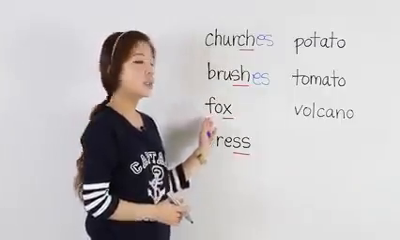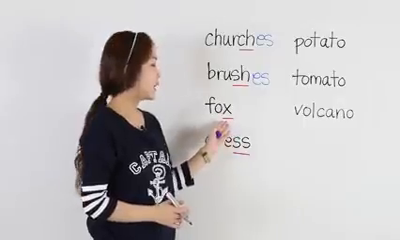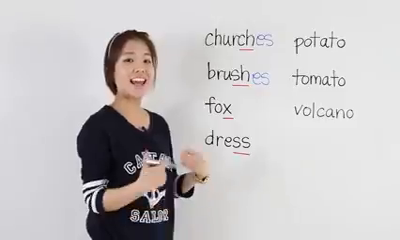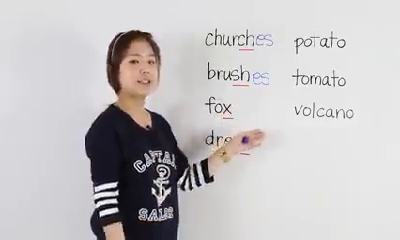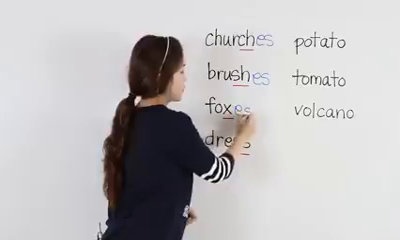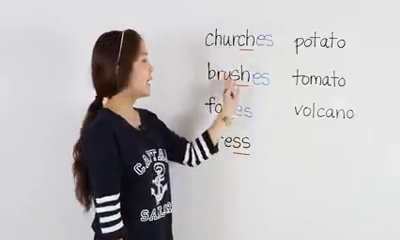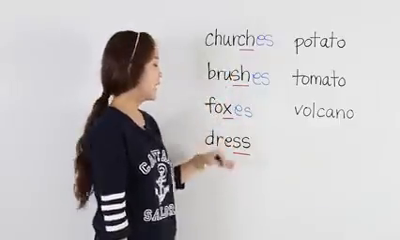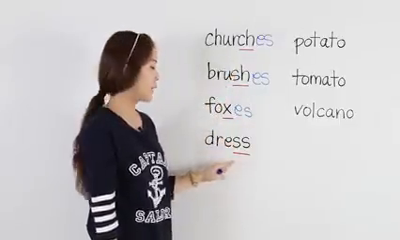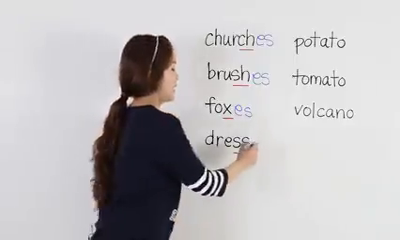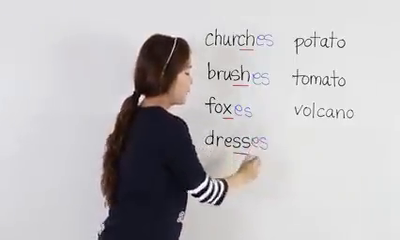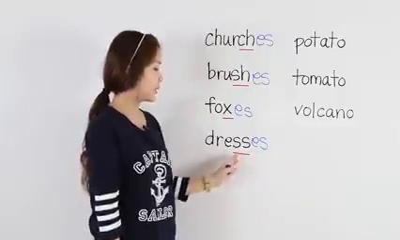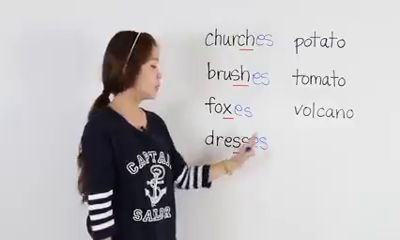Okay, the next word is fox. We have the letter x at the end. Okay, all nouns that end in x, we have to put es to make it plural. Okay, so ch, sh, x. If the noun ends with these, put es. And the last one is dress. Okay, we have ss at the end. Same thing. Put es at the end to make it plural. Okay, dresses. Again, if it ends in ss, you put es.